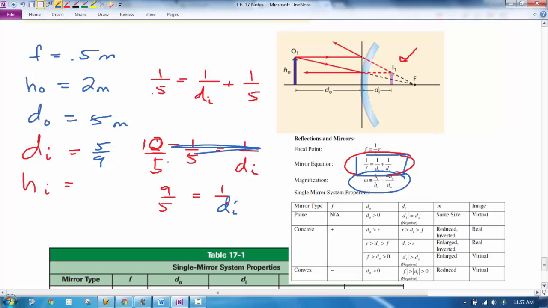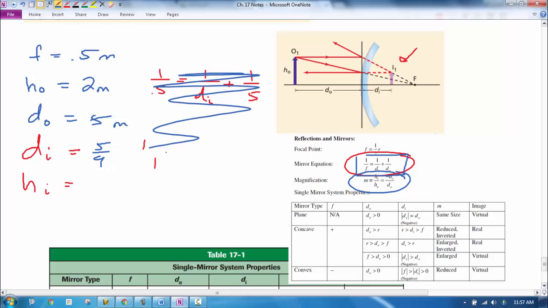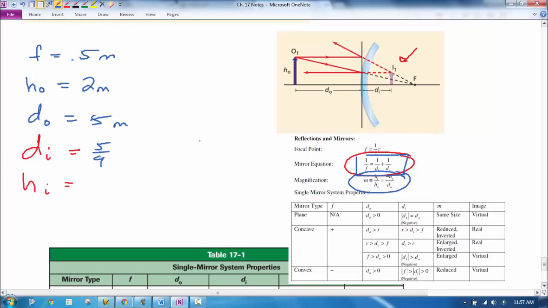We can then plug that once again back into this equation right here. So we have height of the image over height of the object equals opposite distance of the image over distance of the object. Now technically this is negative because it's behind the mirror. So that would make up our negative here. This would go back to positive. But the height of the image is what we're looking for, divided by height of the object, which is 2, equals distance of the image, which is negative 5 over 9, divided by distance of the object, which is 5.